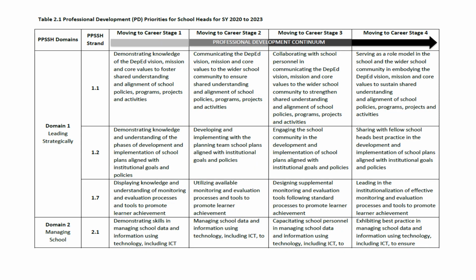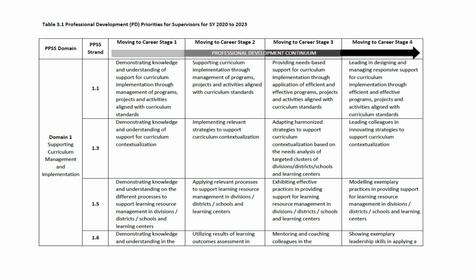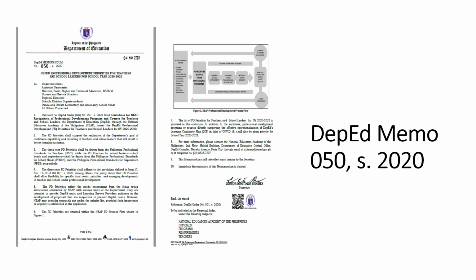Now look at Table 2 for school heads, also presented in the same way as the teachers, as well as the PD priorities for supervisors in Table 3. And lastly, to get a copy of all the lists of PD priorities for teachers, for school heads, and supervisors, you may refer to DepEd Memo number 50, Series of 2020 on the PD priorities for teachers and school leaders from this year to 2023.